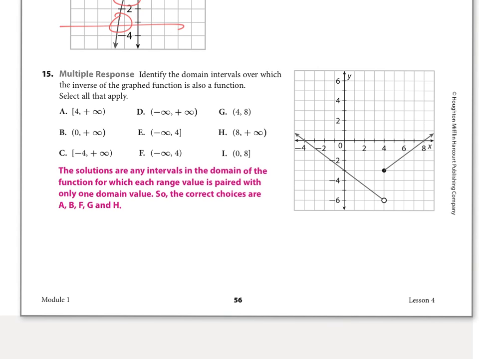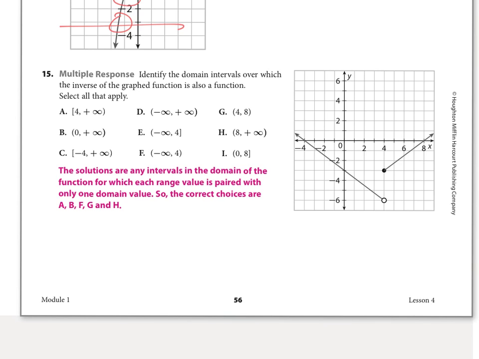Alright, last problem, number 15. Identify the domain intervals over which the inverse of the graphed function is also a function. Select all that apply. Okay, what does that mean? Identify the domain intervals over which the inverse of the graphed function is also a function. Okay, so let's take the first one, 4 to positive infinity. So if I go from 4 to positive infinity here, and I do the inverse, okay?